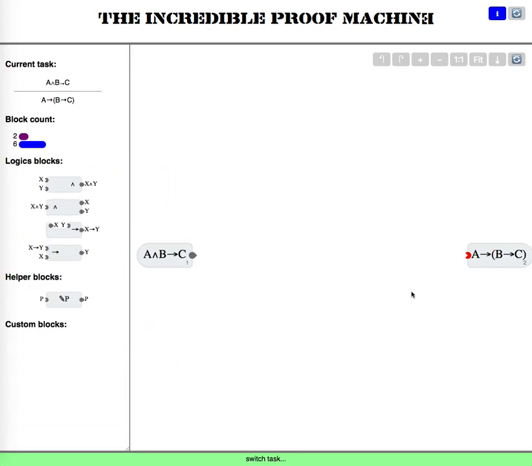Yeah. Okay. So we know that A and B are true. Or we don't know that they're true, but we know that if they are true, then C is true. And we want to prove that since that's true, that means that if A is true, then we know that if B is true, then C is true. So, let's do this. Let me think about this for a second. I think I'm doing something wrong here. Yes, I was doing something wrong here.